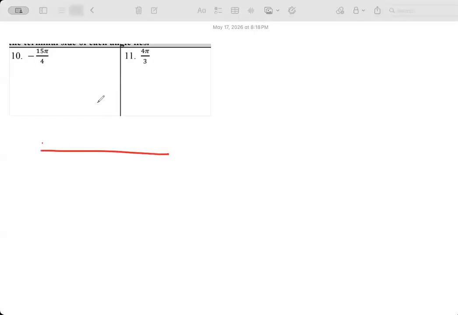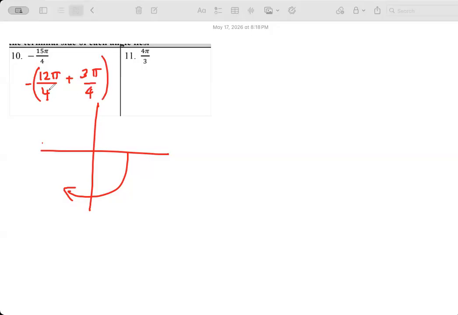Guys, I'm going in the clockwise direction, remember, okay? How many pi's can I take off? One full circle is always 2 pi, 2 pi, 2 pi, right? If one full circle is 2 pi, can I take away 12 pi by 4? Can I write this as 12 pi by 4 plus 3 pi by 4, on the negative side? 12 pi by 4 is 3 pi. But I want multiples of 2 pi, right?